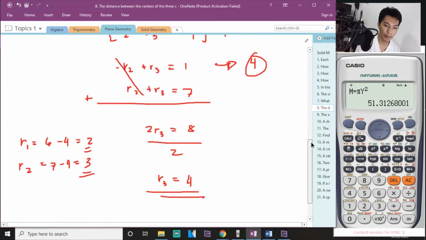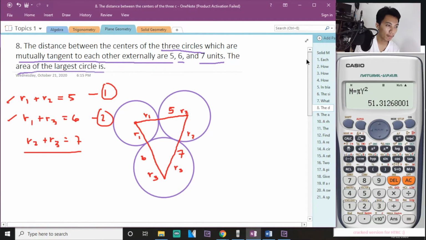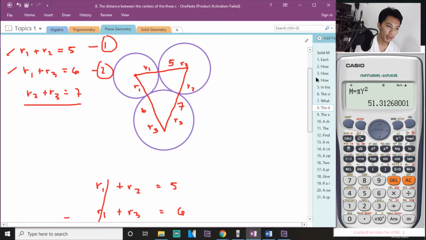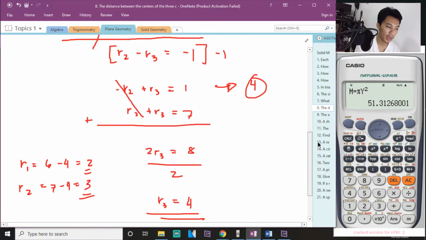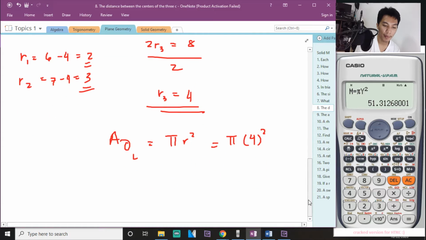Now, in order for you to find yung biggest, ito. The area of the largest circle is, hanap na natin. Siyempre, yung largest circle, yung may pinakamalaking radius, o di yung 4 for R3. So, the area of the largest circle, okay, is pi r squared equal to pi times 4 squared. That is 16 pi square units.